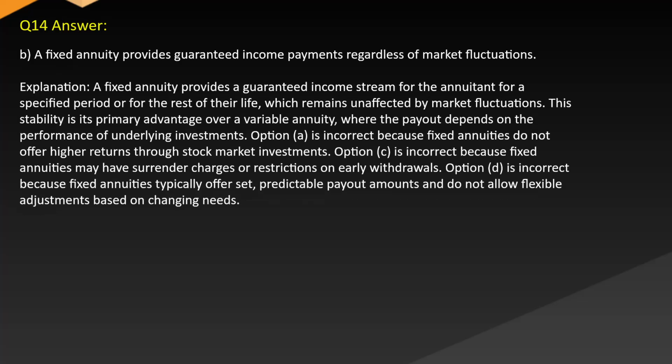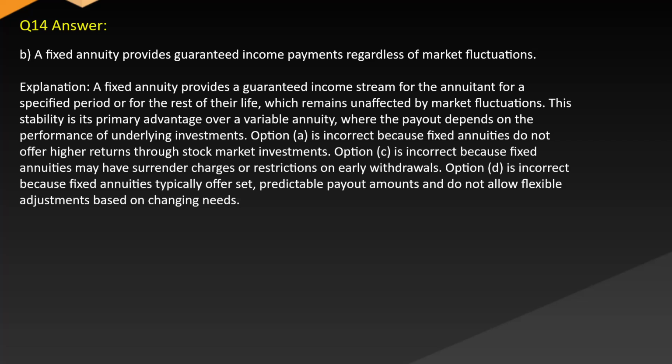Answer B. A fixed annuity provides guaranteed income payments regardless of market fluctuations. Explanation: A fixed annuity provides a guaranteed income stream for the annuitant for a specified period or for the rest of their life, which remains unaffected by market fluctuations. This stability is its primary advantage over a variable annuity, where the payout depends on the performance of underlying investments.